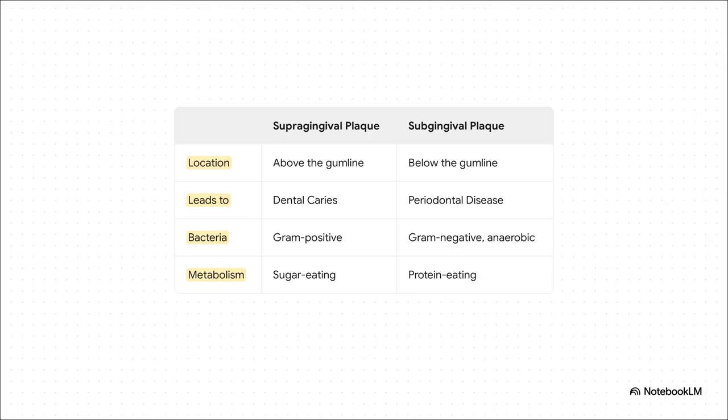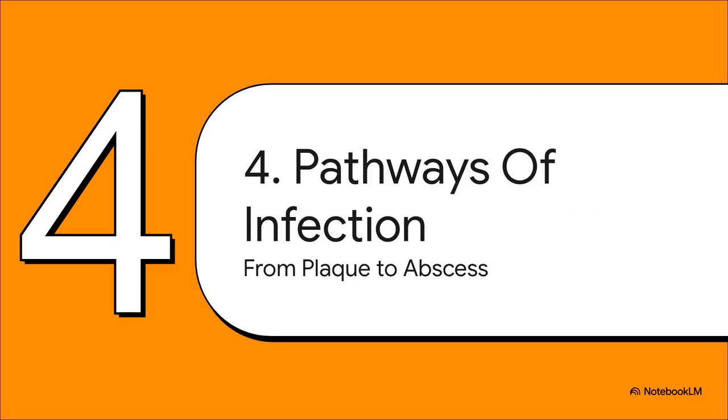You've got the plaque above the gum line. That's mostly gram-positive bacteria that love to eat sugar. They're saccharolytic. And that's what leads to cavities. Then you have the plaque below the gum line. That's a totally different neighborhood. It's gram-negative, anaerobic, and these guys eat protein. They're proteolytic. And this is what leads to periodontal disease. So different location, different bugs, different diseases.